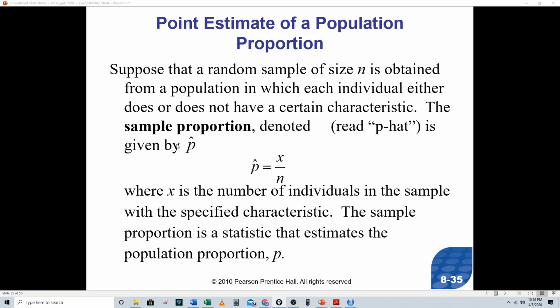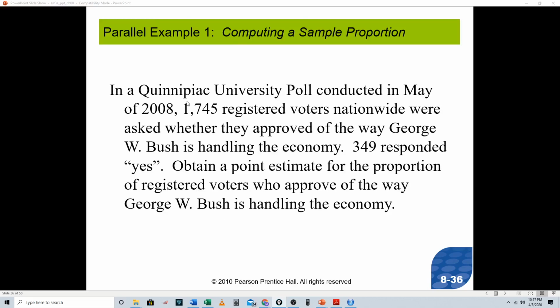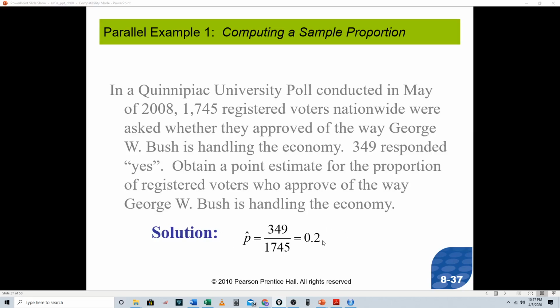So here's the thing. P hat is our sample proportion. It's found by taking x over n, so you're going to want to write that down. It's how many meet the criteria. An example would be: 1,745 registered voters nationwide were asked whether they approved the way George W. Bush is handling the economy. 349 responded yes. Obtain the point estimate for the proportion of registered voters who approved. Again, the point estimate will be 349 over 1745. As a decimal, 0.2.